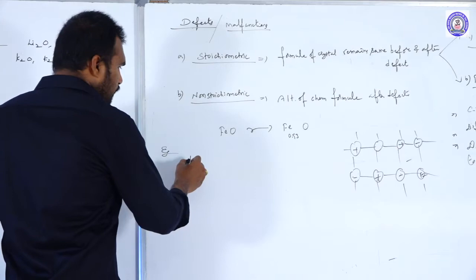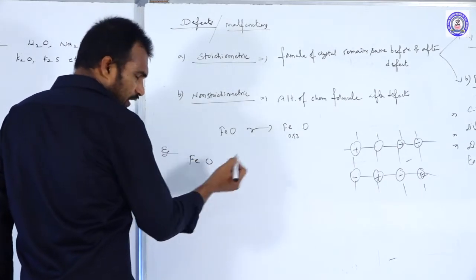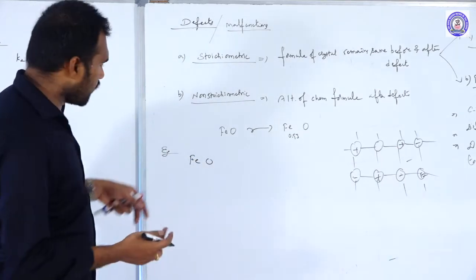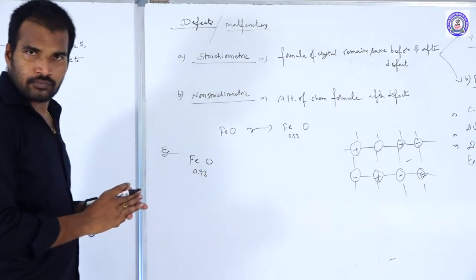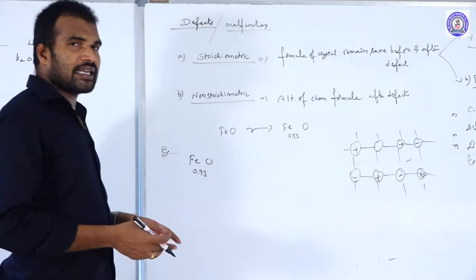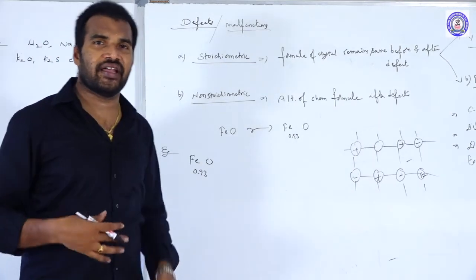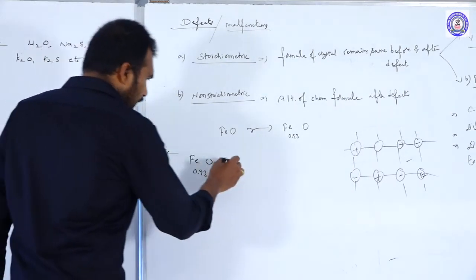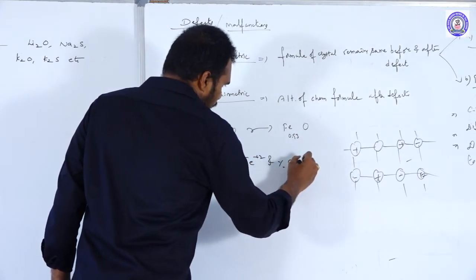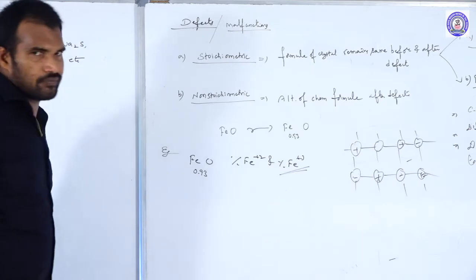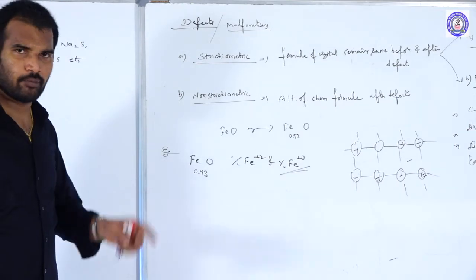Suppose the chemical formula of the iron oxide after the defect is Fe0.93O. Then what is the percentage of ferrous ions and the percentage of ferric ions in the crystal? That is the question. They frequently ask it, a very important model.